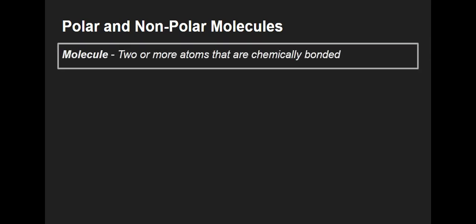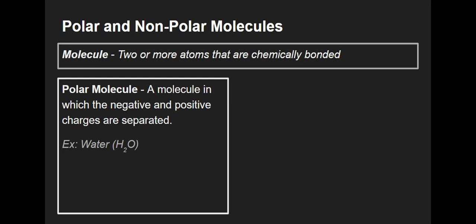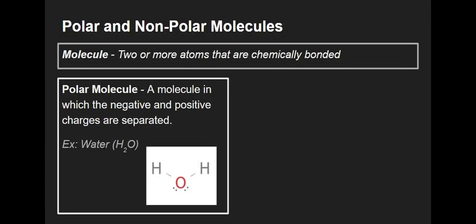This brings me to our final slide, which is talking about polar and non-polar molecules. To refresh your memory, a molecule is an object in which two or more atoms are chemically bonded together. A polar molecule, therefore, is one in which the negative and positive charges are separated. In other words, water, which is also known as H2O, is made up of one oxygen and two hydrogen atoms. So here the gray dots represent valence electrons, and the straight lines between hydrogen and oxygen represent two valence electrons, in other words, a single covalent bond.